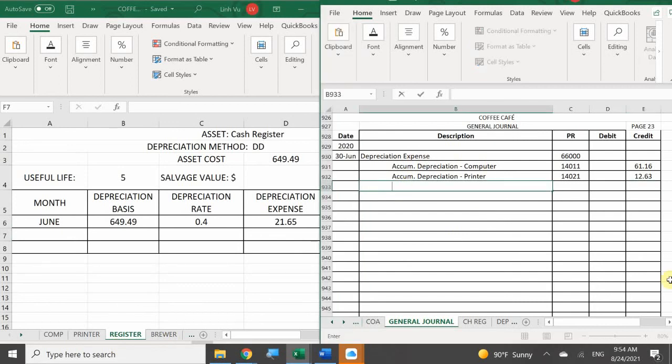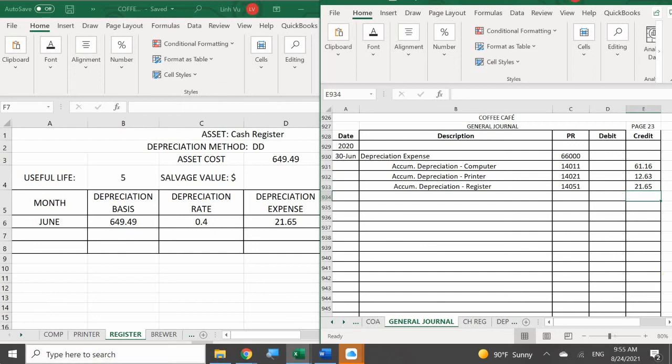So the next thing on the list here is going to be my accumulated depreciation for the cash register, which is 14,051. Okay. How much am I going to depreciate my cash register? $21.65. Okay.